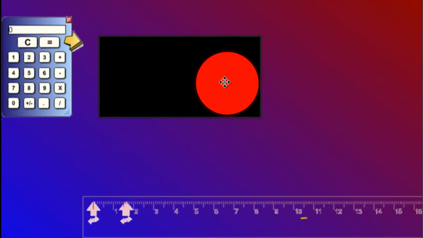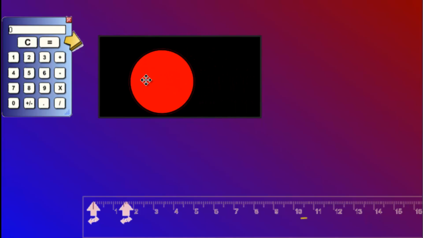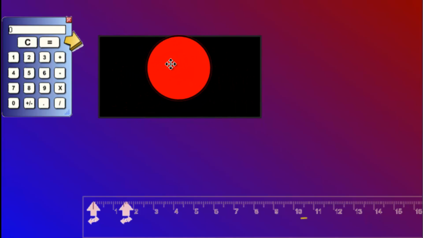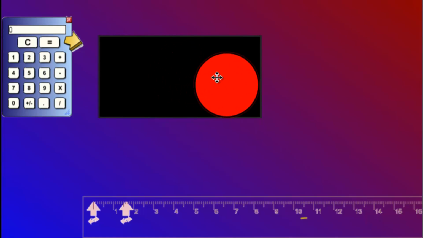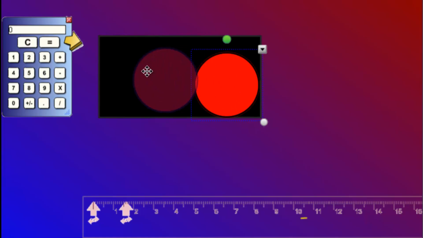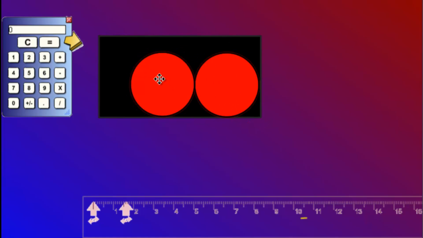The answer is it covers up the same amount of space. Whether I put it there, or I put it there, or I put it on the top there, it covers up the same amount of room. So you know what I'm going to do? Let's put another one beside it. And how many can we put all together?